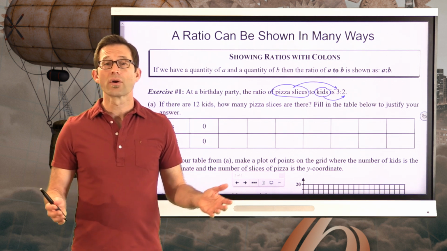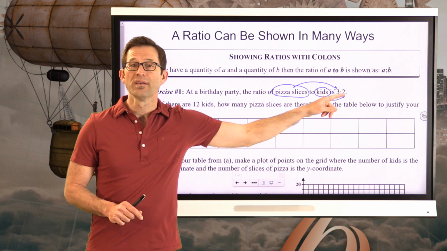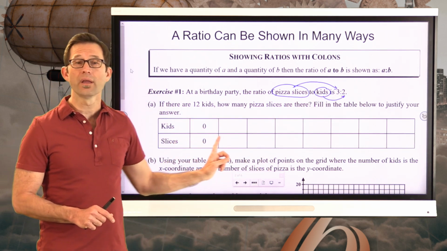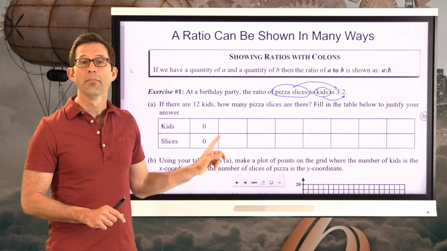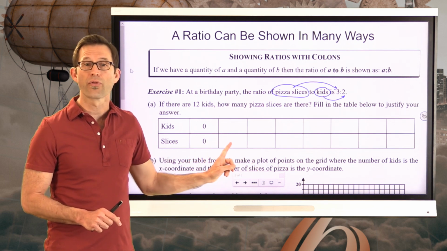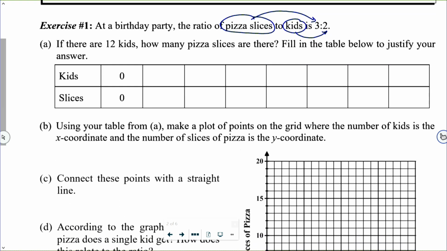All right, well, let's start it off. Again, we have to be very, very careful because it says pizza slices to kids is 3:2. We want to make sure, when we start to fill out this table, we don't do 3, 2, 6, 4, etc., because for every 2 kids, there are 3 pizza slices. So we want to begin by saying, if there were 2 kids, there would be 3 slices. Now, if we double both of those, then for every 4 kids, there'd be 6 slices. Triple, we would get for every 6 kids, there would be 9 slices, etc.